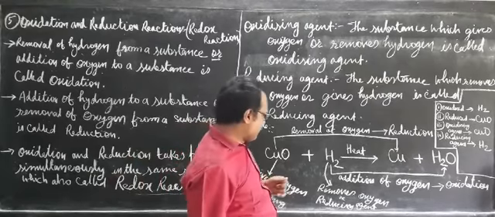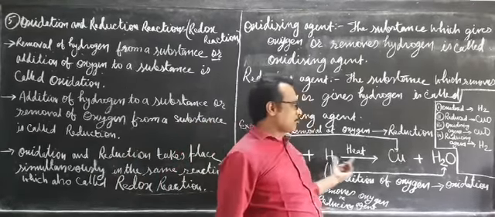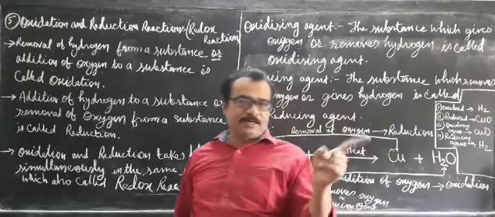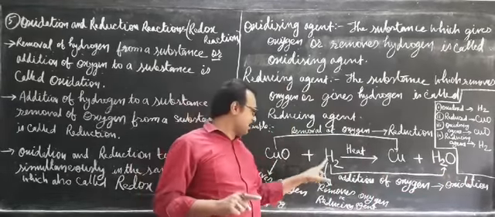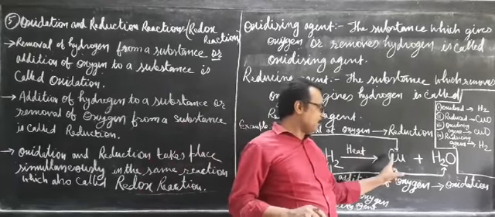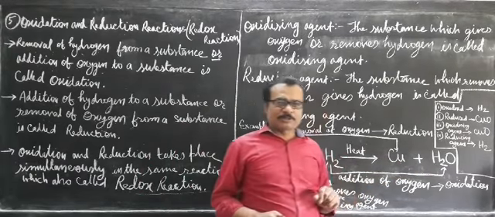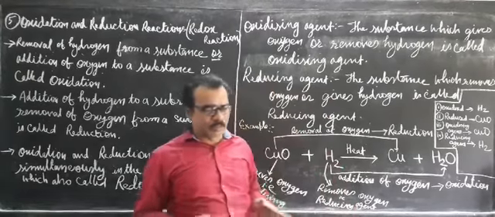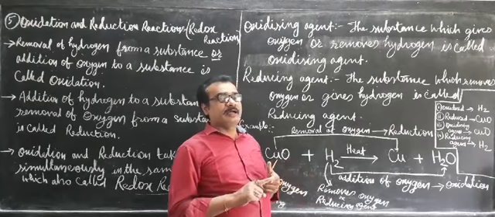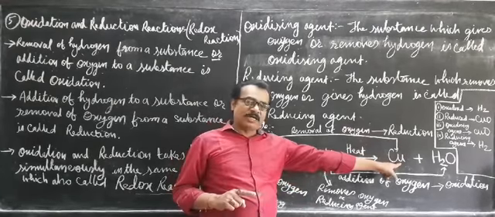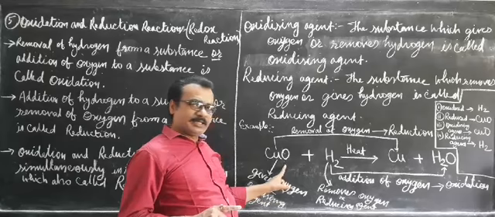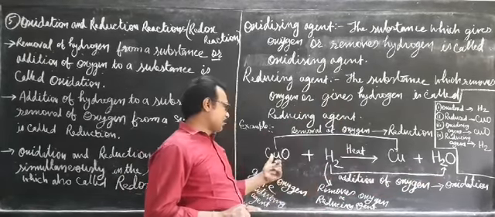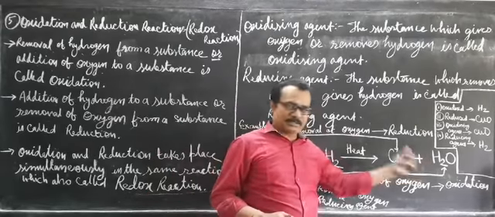Now we'll compare hydrogen and water. You always compare reactant and product. Don't compare between reactant and reactant, and don't compare within product and product. For oxidation, reduction, oxidizing agent, and reducing agent, you always compare between the reactant and product. Never compare within the reactant or within the product.